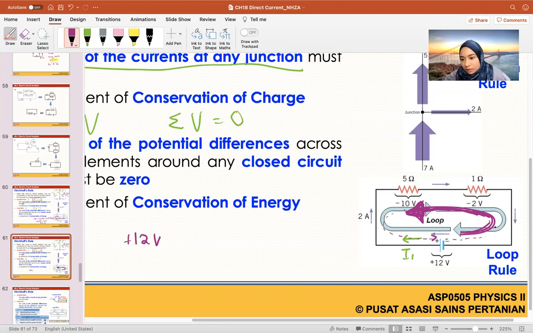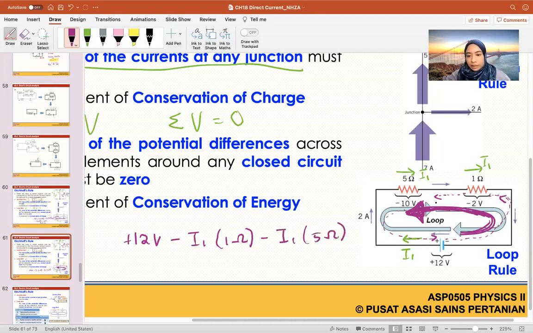And then I keep walking. I see the 1 ohm. The 1 ohm has an I going this way, so my loop is in the opposite direction to my I. So negative IR, negative I1 times 1 ohm. Then I keep walking and meet the 5 ohm. I1 is in the opposite direction, so negative 5 ohm. Okay, walking, and that's all. So it's equal to 0. Compared to the previous equation, this is a positive 12 volt minus, right?